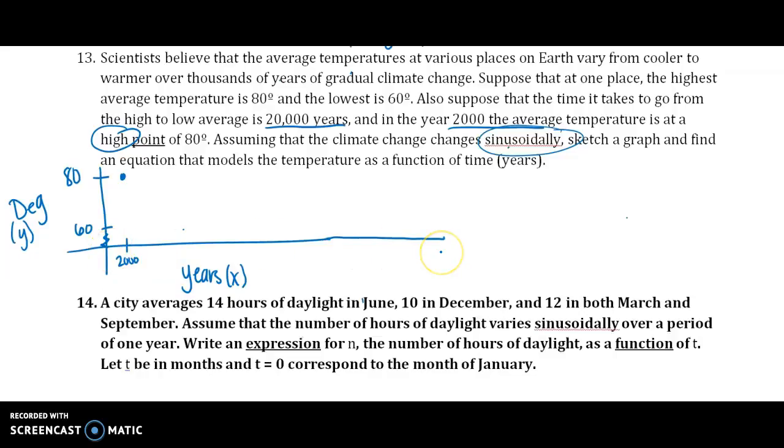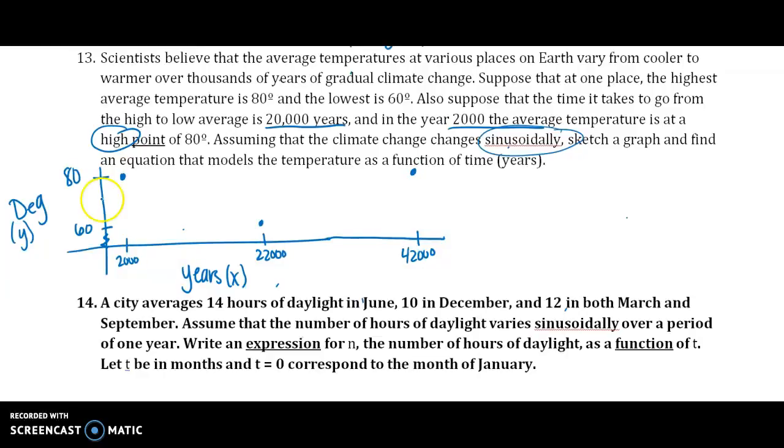So to figure out what we put across the bottom, we know going from high to low averages would be 20,000 years. So it's at a high at 2,000 years. I have to add 20,000 to that. And so that would be 22,000. And that's the low. Okay. And then 20,000 years after that, since it's constantly repeating here, that would be at 42,000. It's going to go back up to the max. Okay.